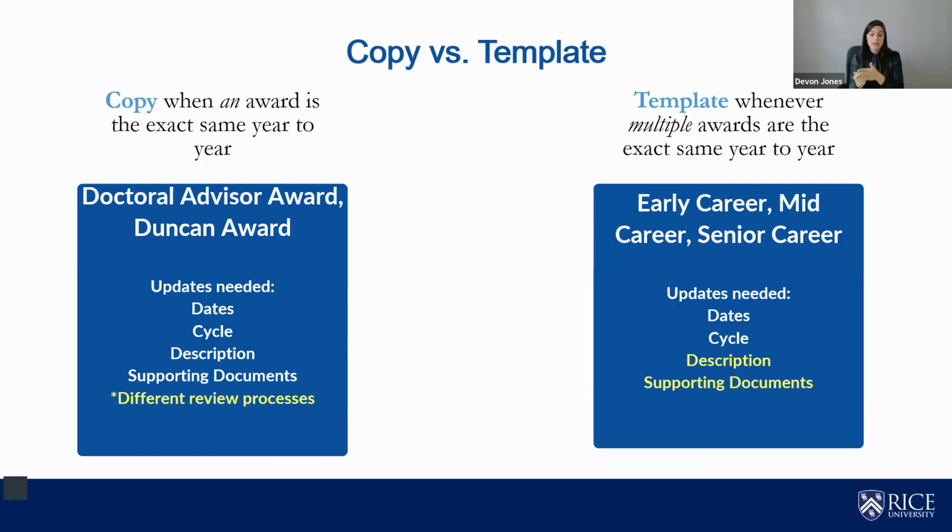So looking at the early career, mid-career, and senior career awards, we're using that one template because all of those are the exact same minus the title and a few little descriptor things. So it allows me to go into one template, update the dates, cycle, and if I'm using automatic reviewer list, which I highly recommend, it saves a lot of time. Then I can just go in one time and adjust these minute changes across all of these awards versus having to go in three individual times. And then I just go into each one to update things like the description and the supporting documents individually.